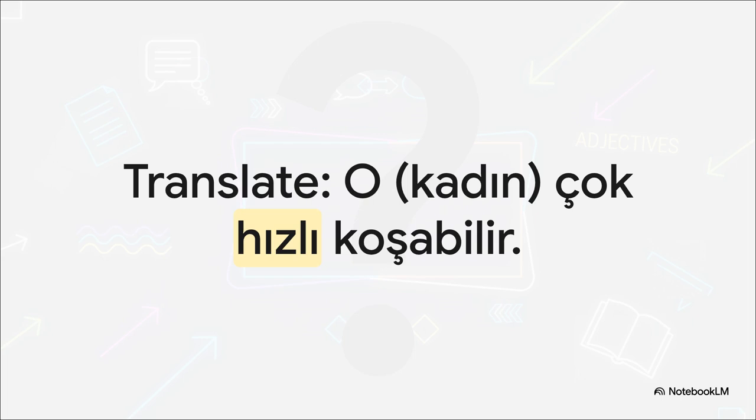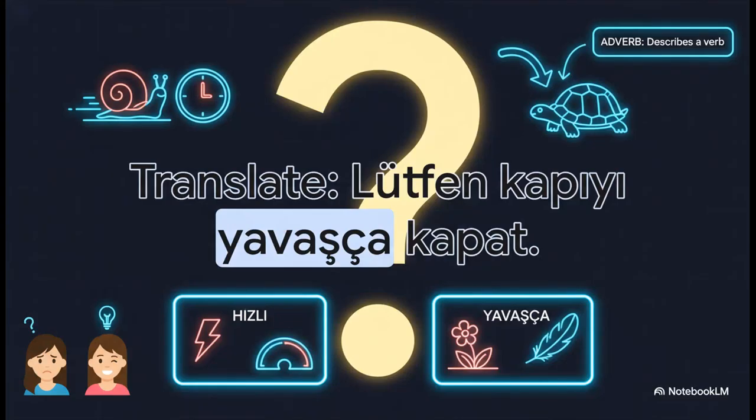O kadın çok hızlı koşabilir. Think about our rebel adverb, fast. What's the rule for that one? Go write your answer.